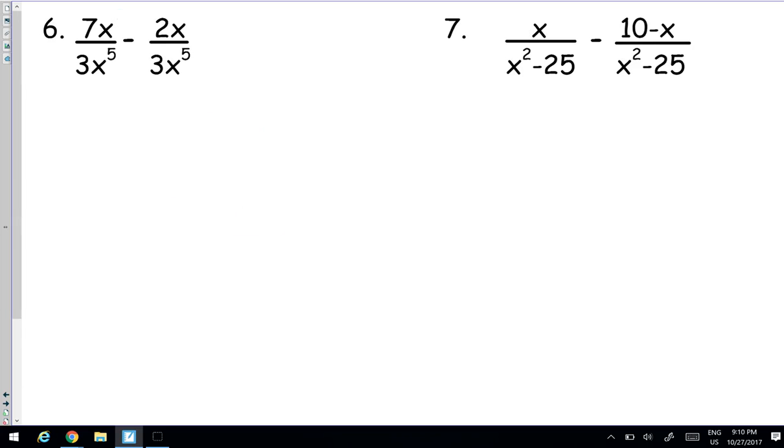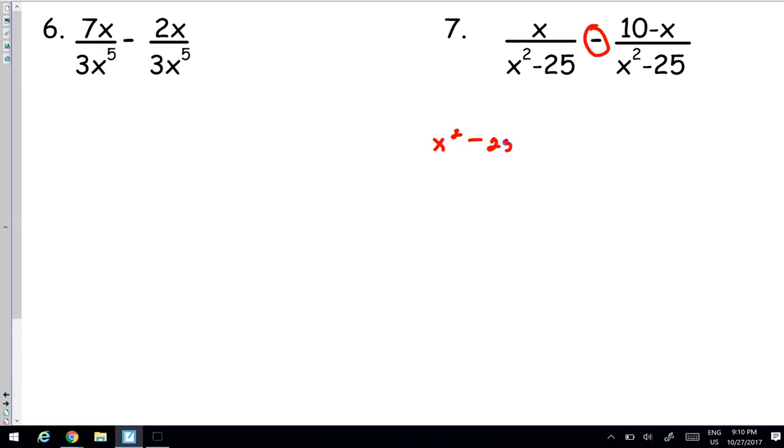The next example that we're going to do is number 7, and I'll say there's a watch out. What I mean is, if you have a subtraction between two algebraic fractions and the numerator of the second fraction has more than one term, you have to proceed with caution. I say watch out, because you have to remember to distribute that negative sign to both terms in the numerator.